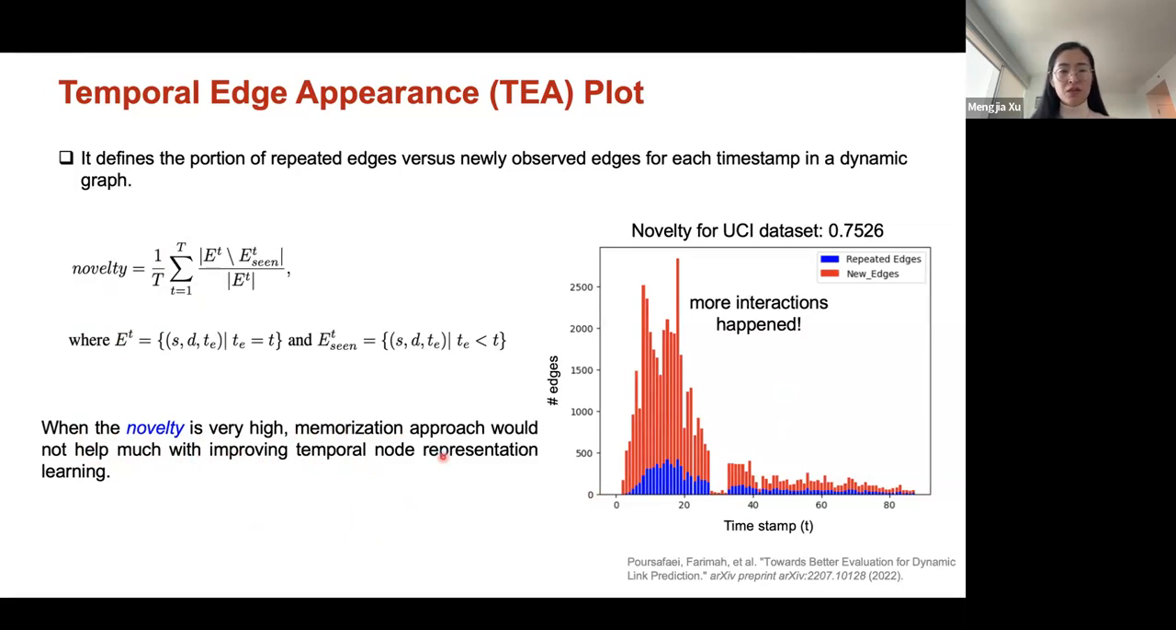Remember, when we did the simple multi-step approach for this UCI benchmark, we didn't get improved performance for link prediction using multi-step, because the novelty is actually very high for this benchmark in some time steps. So if you want to use the memorization approach to capture long-term dependency, sometimes this could not help.